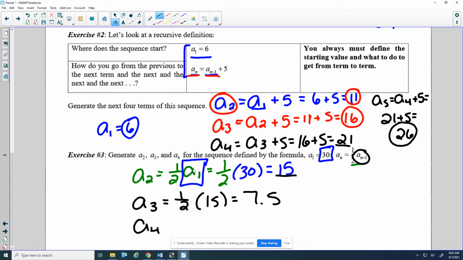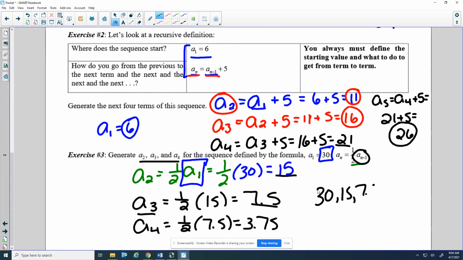And to get the next one, I do 1/2 times a sub n minus 1, which would now be a sub 3. So that's 3.75. Okay, they just wanted these terms, and we have them. So this list looks like 30, 15, 7.5, 3.75, dot, dot, dot, because it would continue on if we found more.